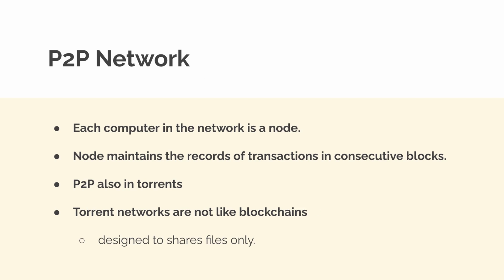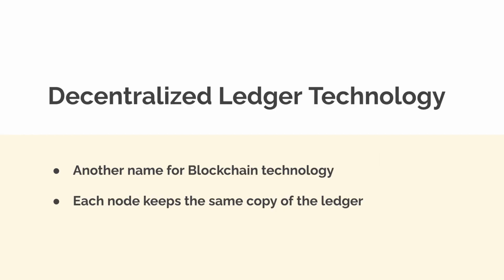A person-to-person network is where each computer in the network is a node. The node maintains the records of transactions in consecutive blocks. The person-to-person network is also found in torrents, but a torrent network is not a blockchain. A torrent network is designed to share files only, but a blockchain is different. Blockchain enables transactions. A decentralized ledger is another name for a blockchain. They are called the same thing.